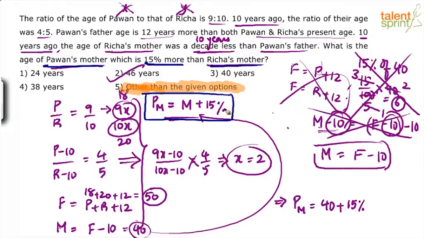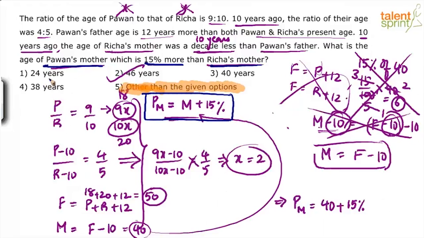See, understand, usually, again, it's not a rule, but usually when you are solving questions on ages, they are always integers. We don't get ages in decimals, like Richa is 9.5 years and Pawan is 8.5 years. Usually it is integers. So that is the point which we will take advantage of, right? So we know that Richa's mother's age should be an integer. Integer plus 15% of that integer should give you an integer.